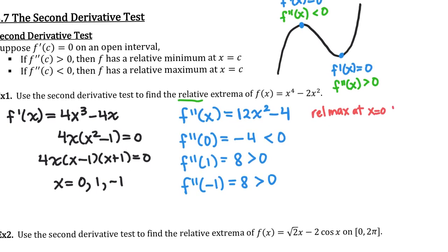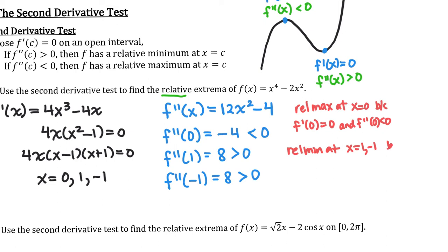Okay, because I need to give two reasons when I'm using the second derivative. The first reason is because f prime of 0 equaled 0. And the second reason is because the second derivative was negative. So f prime of 0 was equal to 0, and the second derivative of f at 0 was less than 0. Okay, so the other points are relative minimums at x equals 1 and -1.